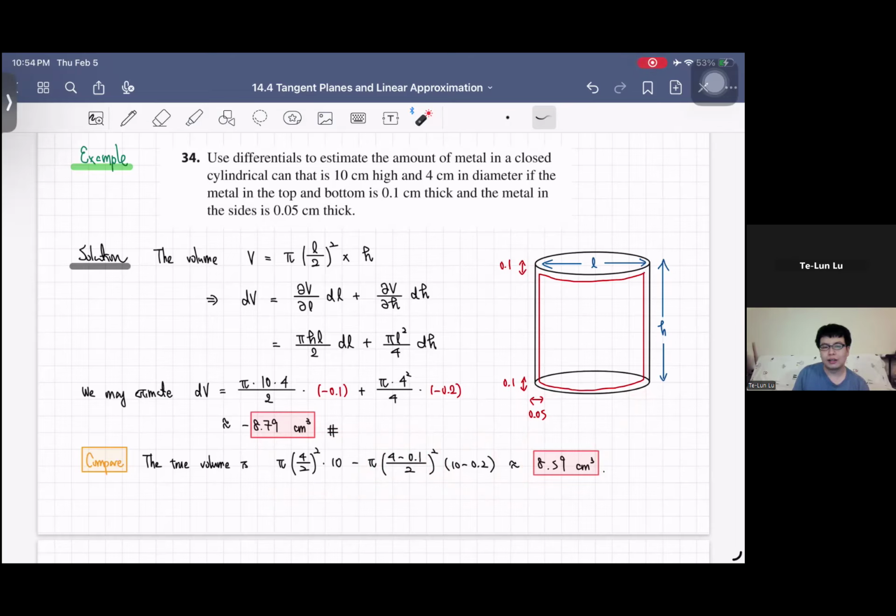But in general, it is not really necessary to do this because the volume function is actually really nice in the sense that it's differentiable. So we can actually evaluate that using the derivative, the differential, sorry. So let's write down the volume. V is given to be pi times (L over 2) squared times h. Here h is the height and L is the diameter. So this is the radius, right? According to our previous definition, the differential dV is equal to partial V partial L dL plus partial V partial h dh, where we can evaluate this.